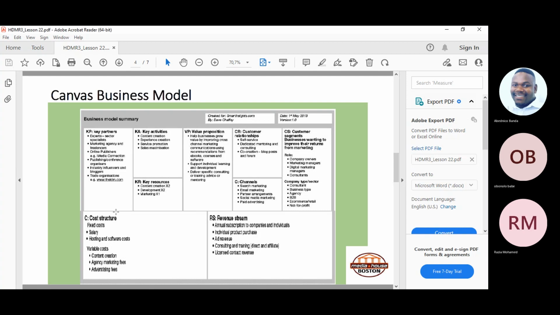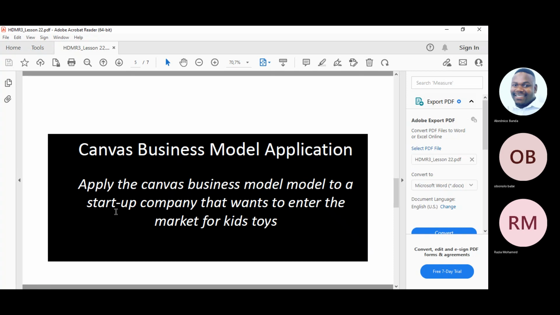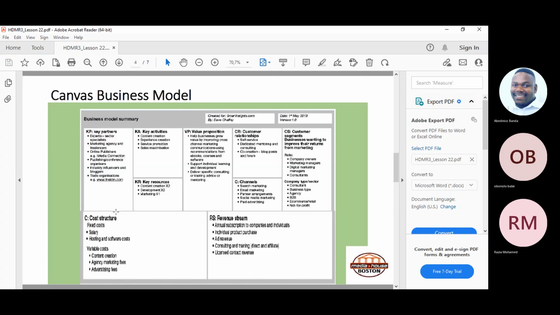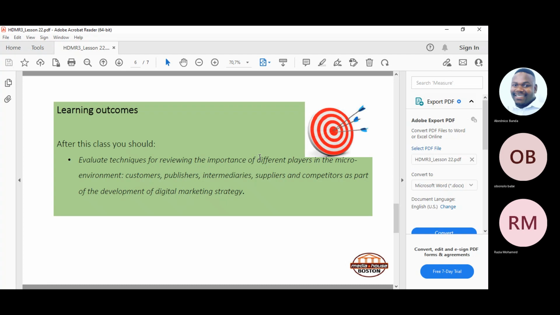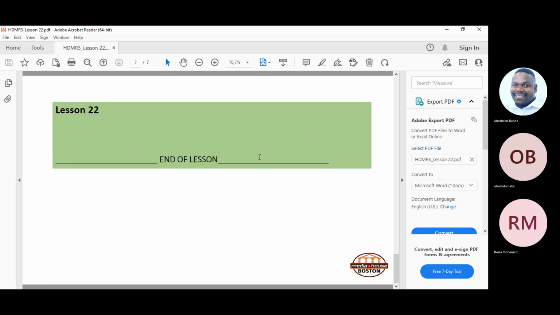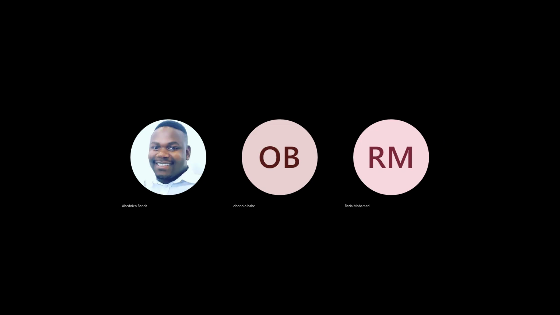Okay, guys. Anything else that you would like to add on that one? On the canvas model, do you get the gist of it? Of how you can apply it to any starting business that you'd like to consider? Yes. All right, so that's it about lesson 22. We are left with lesson 23 and 24. Are there any questions about this lesson? No questions. No. Okay.